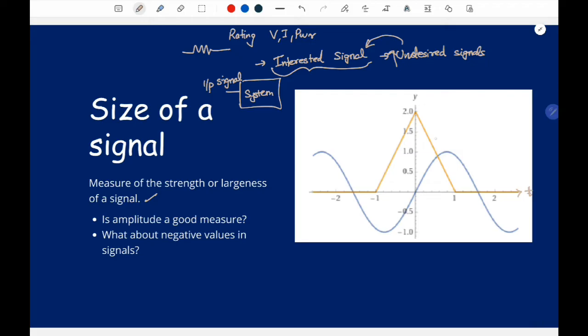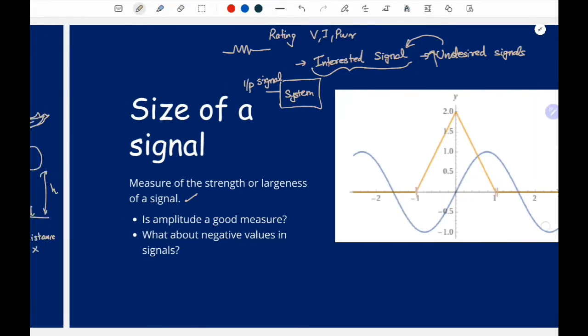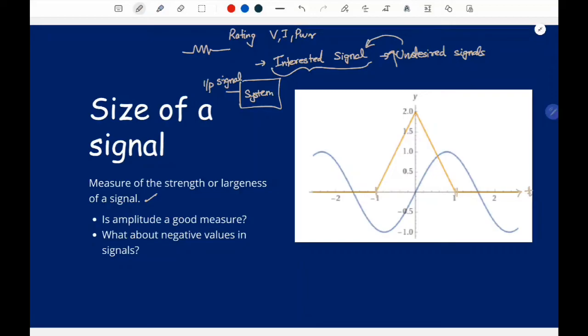One is a triangular waveform which is on for a limited time period, and you have a sinusoidal which continues from -infinity to infinity. So it is a very long signal, right? But its amplitude is limited to 1 volt, plus minus 1 volt. On the other hand, this triangle signal has 2 volt.